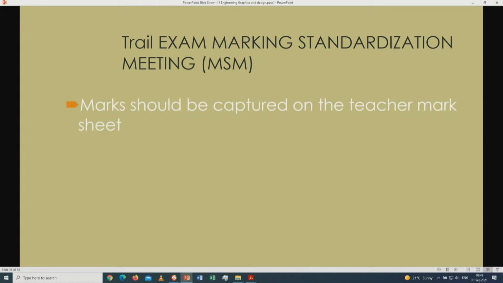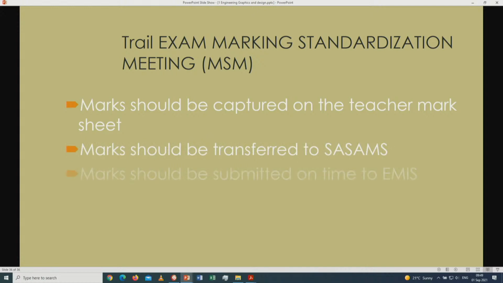Marks should be captured on the teacher's mark sheet. Of course, you will use your own mark sheet for that, and then the marks should be transferred to the SA-SAMS mark sheets.